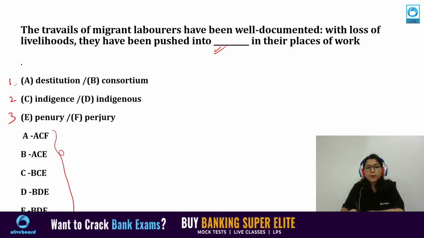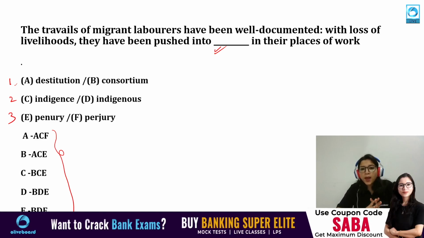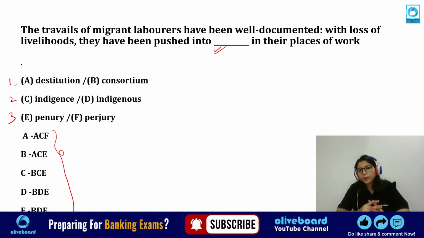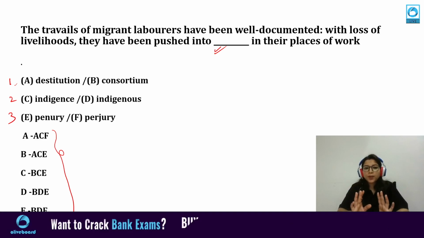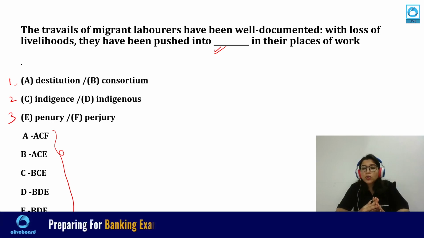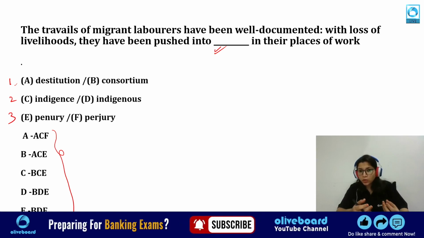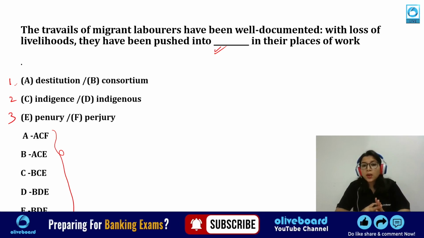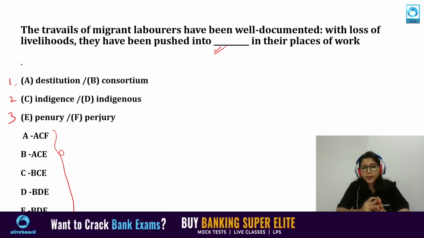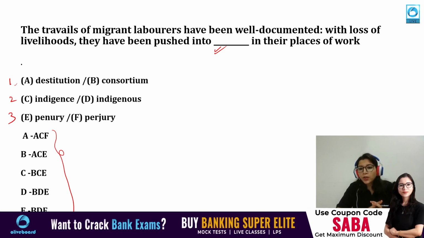Okay, let's see. The troubles of migrant laborers have been well documented. With loss of livelihoods, they have been pushed into dash in their places of work. The troubles of migrant laborers, troubles means उनकी दास्तान जो है laborers की, migrant laborers की, have been well documented. उसको अच्छे से document किया गया है. क्या क्या feature, क्या क्या show किया गया है? With loss of livelihoods, livelihood you know कि उनके job वगैरह चले गए हैं. ठीक है, livelihood means what? Job. Okay, earnings you can say. They have been pushed into dash in their places of work.